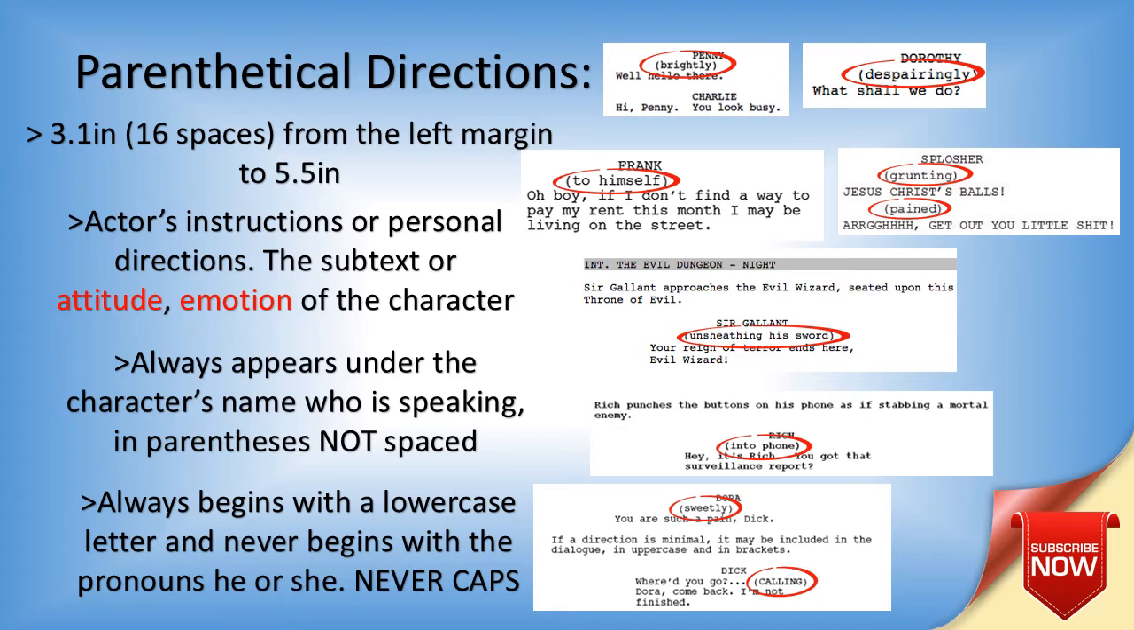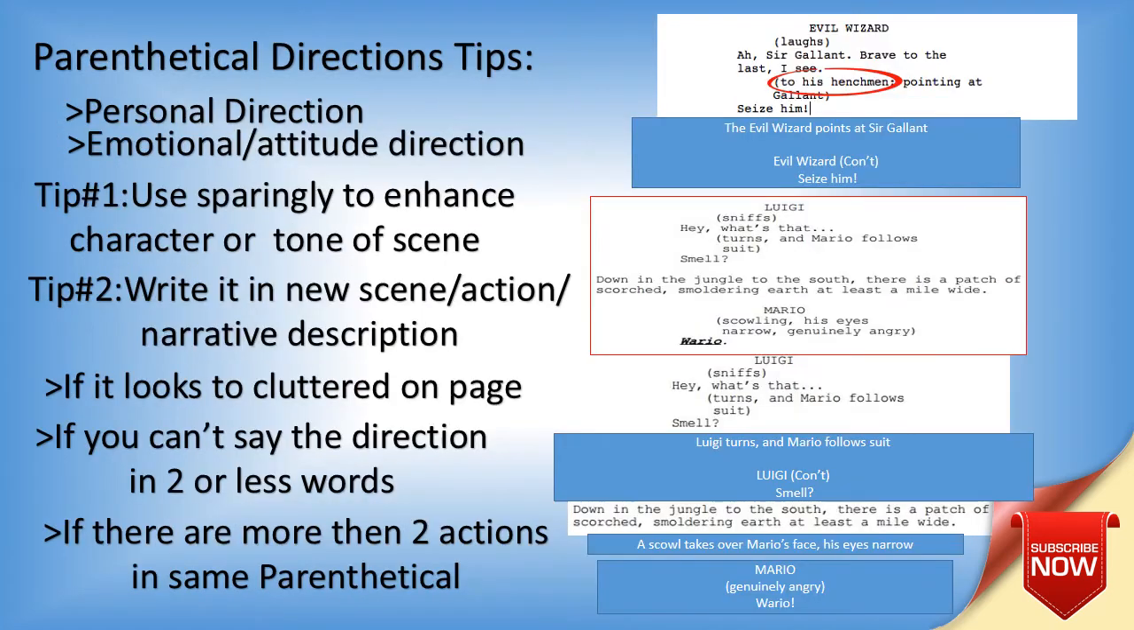Where you going? He's calling to her. She's walking away probably. Who knows? So he's like, yo, Dora, come back. Where you going? We're not finished yet here. So here's some good examples. Hope this helped out. Now I want to give you a few parenthetical description tips. These are some that I use.